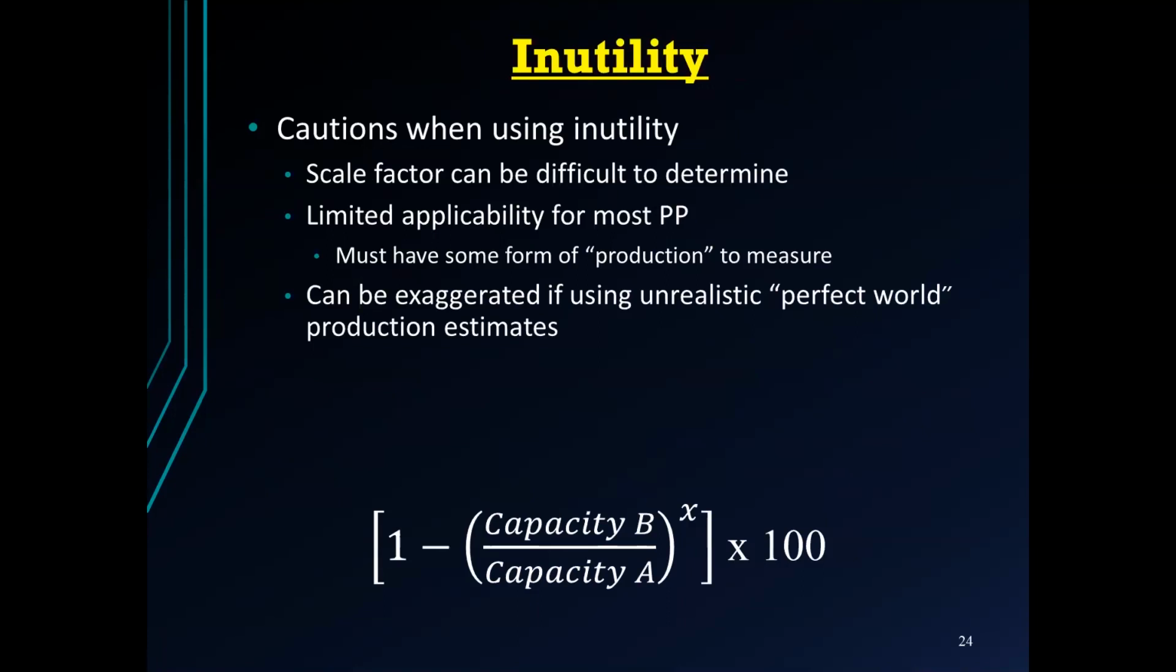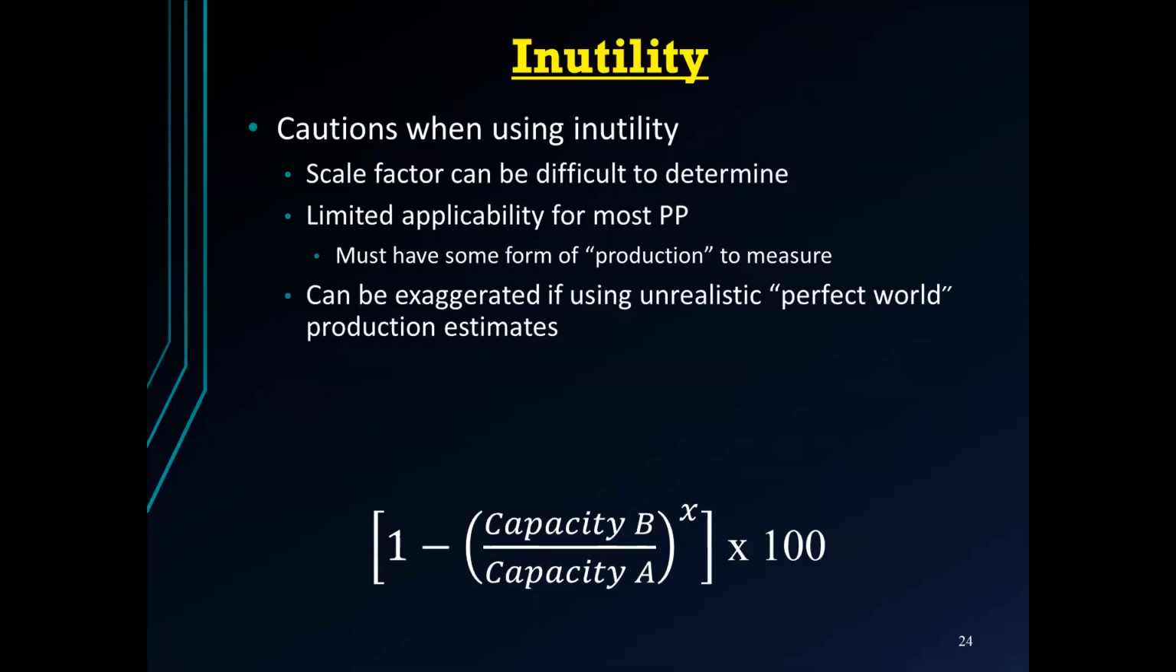And it may be too that you've never produced at that. That's maybe perfect world. That's what the manufacturer says you might be able to do, but you've never been able to pull it off. If you're using a kind of perfect world scenario, you might be overstating how much obsolescence there really is. You need to compare.